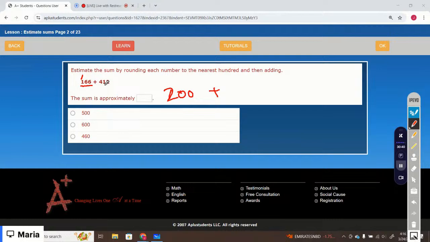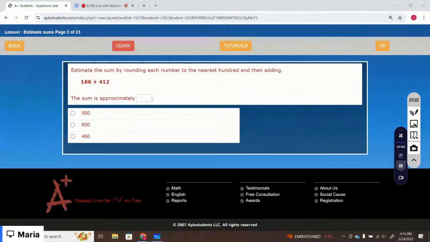We have 412. 4 is at the hundreds position. Right next to 4, you have 1, and 1 is less than 5. So we need to round on the same 100. So 400 plus 200 equals 600. Option number 2 is the correct option. 600 it is.